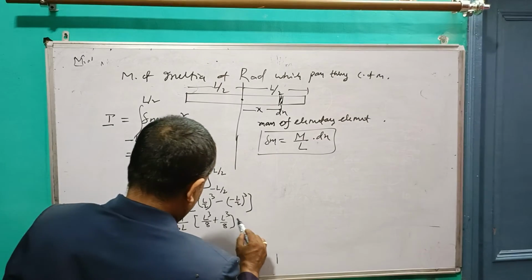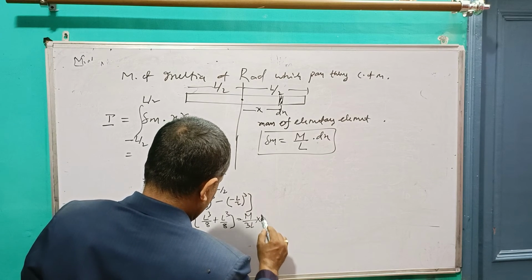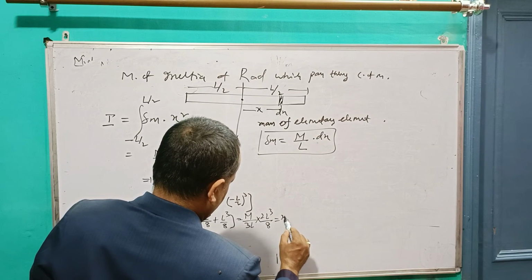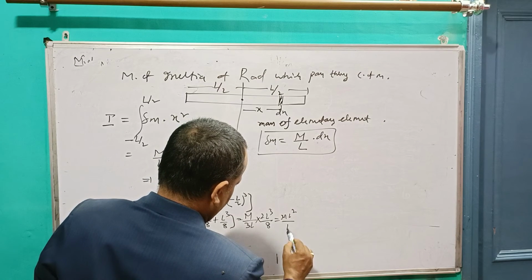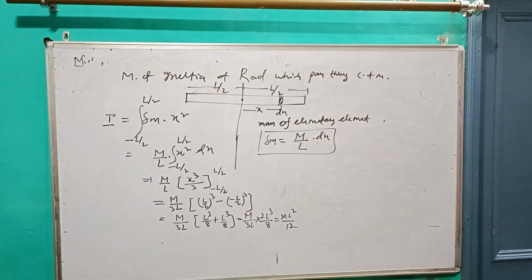Then we have M by 3L times 2L cube by 8. This comes out to be ML square by 12. This is the moment of inertia of a rod which passes through the center of mass.